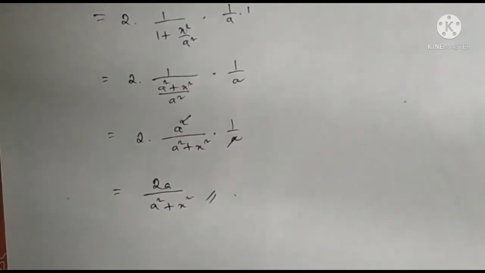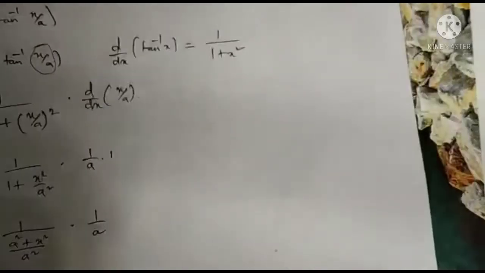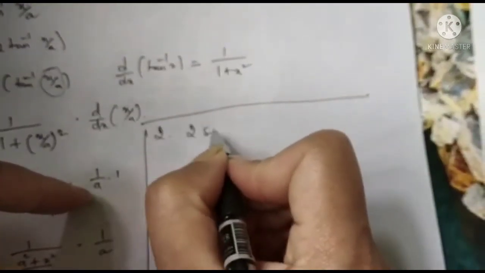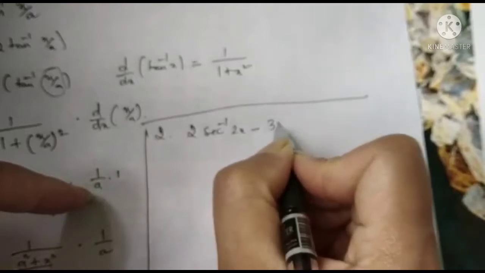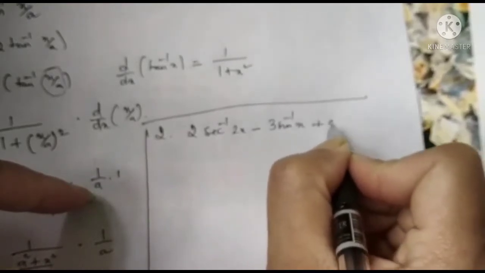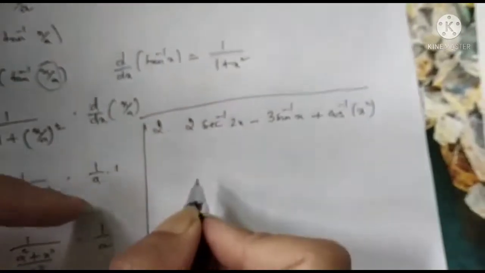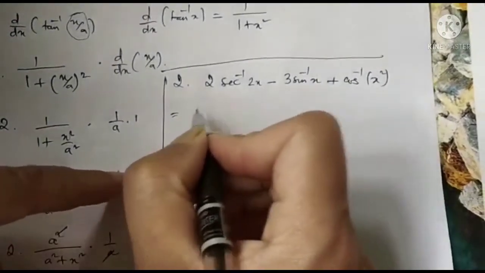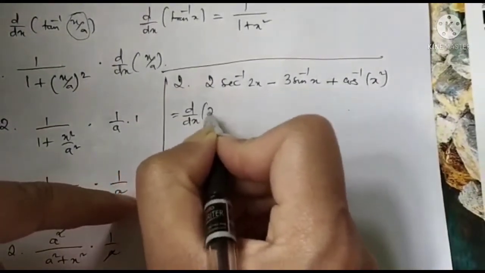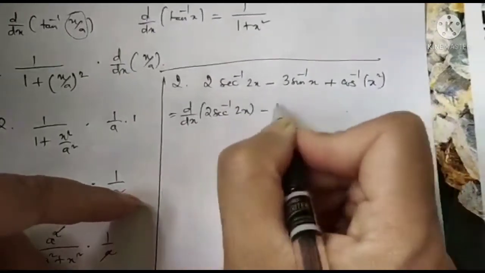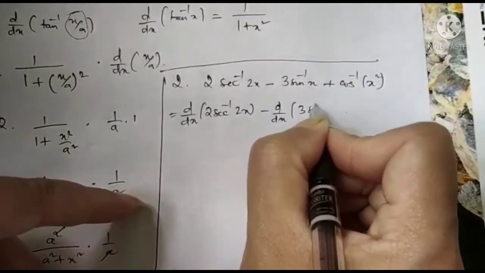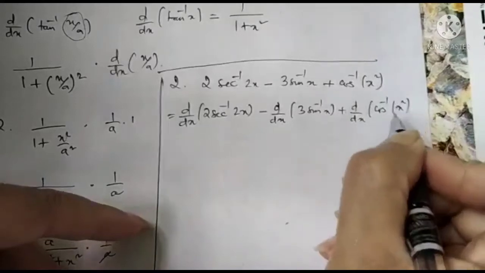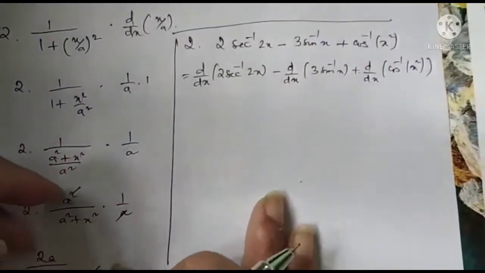Got that? Okay, I'm going to take a similar question, a second one. Question number 2. Suppose your question is 2 sec inverse of 2x minus 3 sine inverse of x plus cos inverse of x square. I'm taking an example from your book. Now, how do I differentiate this one? I will obviously write d by dx of 2 sec inverse of 2x, minus d by dx of 3 sine inverse x, plus d by dx of cos inverse of x square. Now, one by one, I'm going to differentiate this.